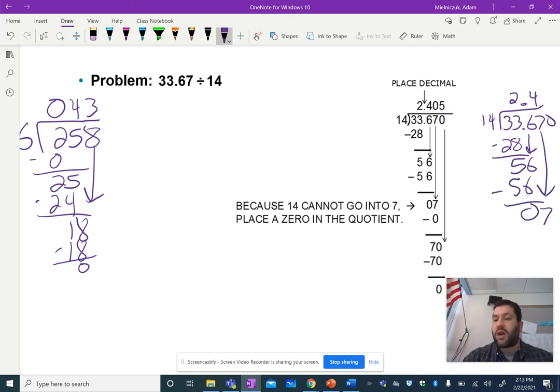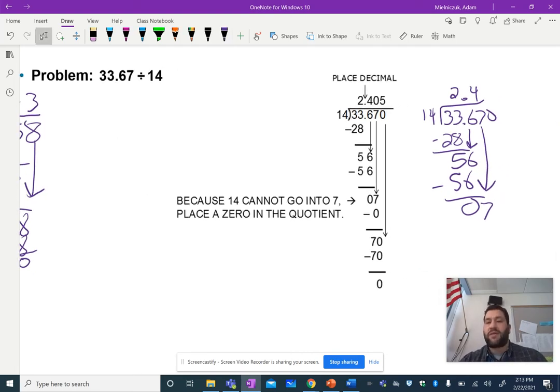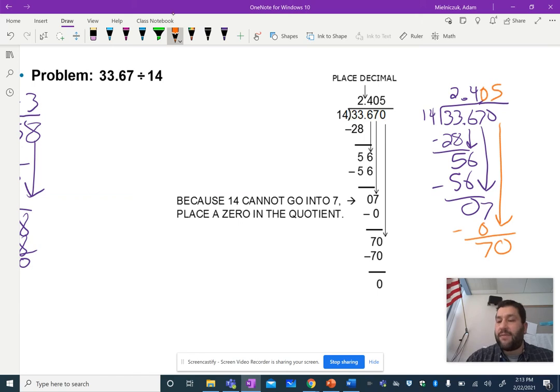This is what they're talking about here, okay? How many times does 14 go into 7? It doesn't. That doesn't mean that you just go and bring the next number down. You still have to show the proper work. So because it goes in 0 times, you put a 0 up top. You do your multiplication, and then you bring down your last number. So 14 goes into 77 5 times, leaving you with an answer of 2.405, which is much different than 2.45.